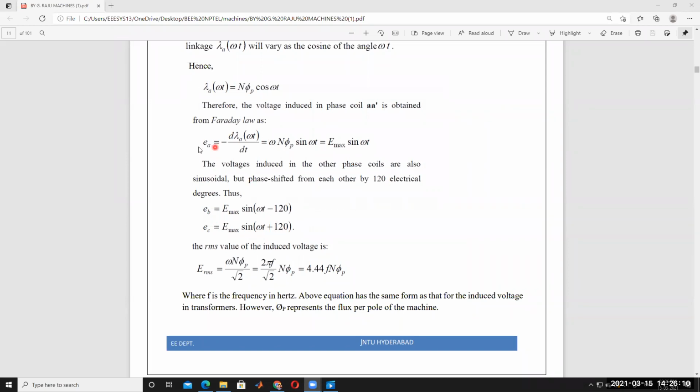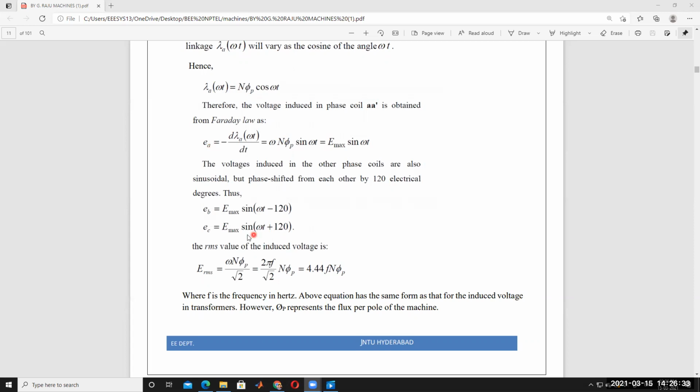So I'm taking this notation in this PDF. The notations are taken as ABC phase sequence, or otherwise the R Y B phase sequence is also valid. For the ABC phase sequence, E_A is equal to E_max sin omega t, E_B is equal to E_max sin omega t minus 120, and E_C is equal to E_max sin omega t minus 240, or plus 120. Both are the same.